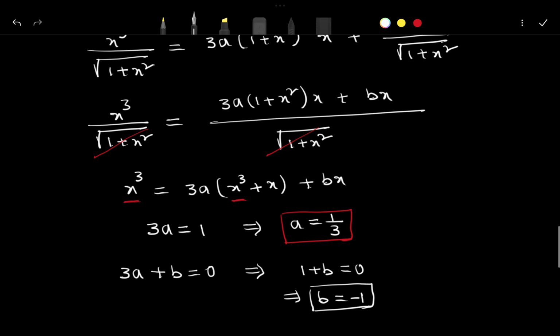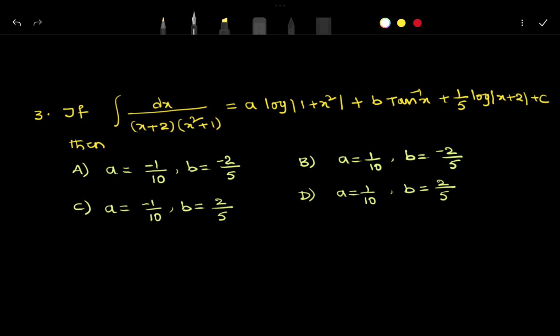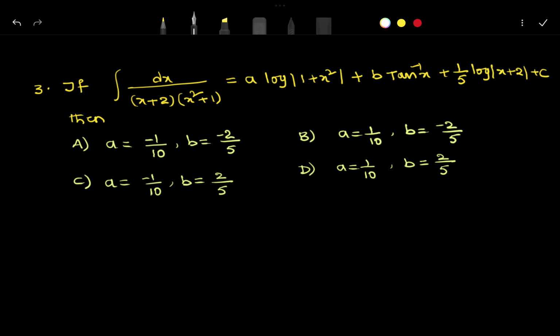Okay, and see one more question in the same model I will give you. So this is one more question. Integration of dx whole divided by (x plus 2) into (x square plus 1) is equal to a into log of (1 plus x square) plus b into tan inverse x plus 1 by 5 into log of (x plus 2). Same model, differentiating with respect to x on both sides.